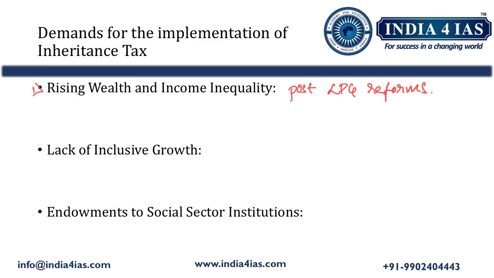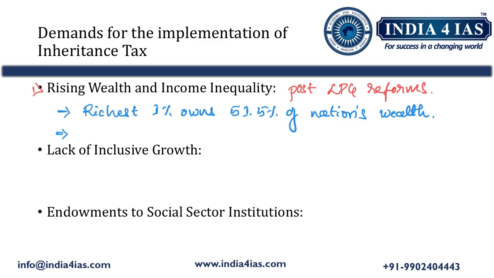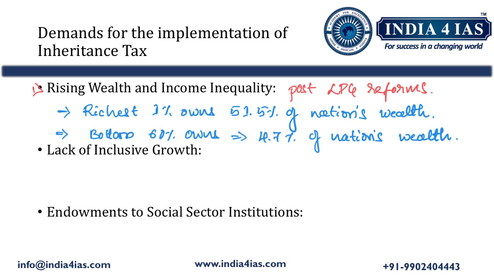For example, the richest 1% of the Indian population owns 51.5%, and the top 10% owns 77.4% of the nation's wealth, whereas the bottom 60% hardly owns 4.7% of the nation's wealth. So there is a huge disparity in income and wealth. This is one of the greatest causes of concern for policymakers. So this inequality in income has created a lack of inclusive growth in India.